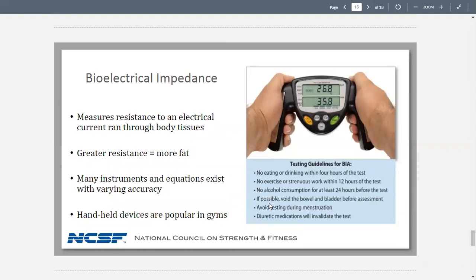Bioelectrical impedance, I've used these before. They measure resistance to an electrical current run through body tissues. I actually have one in my office. Greater resistance equals more fat.